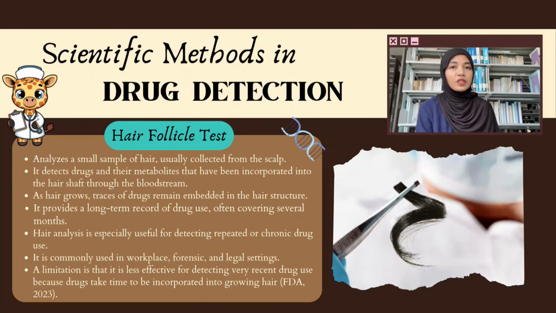Hair testing analyzes a small sample of hair, which is usually taken from the scalp, to detect drugs and their metabolites that have been incorporated into the hair shaft through the bloodstream. As the hair grows, traces of drugs remain embedded within the hair structure, providing a long-term record of drug use. Hair analysis is particularly useful for detecting repeated or chronic drug use over several months.